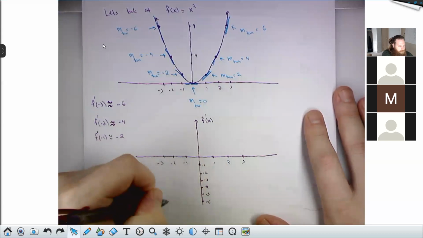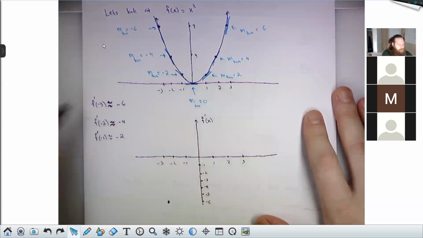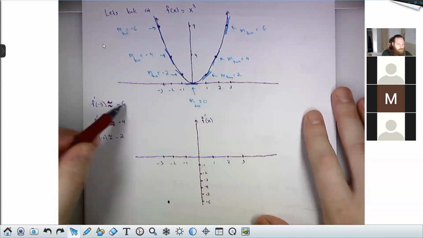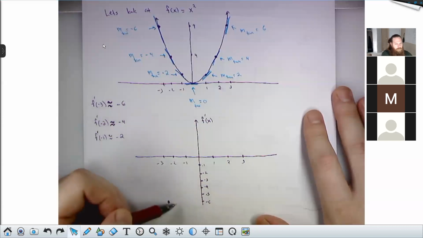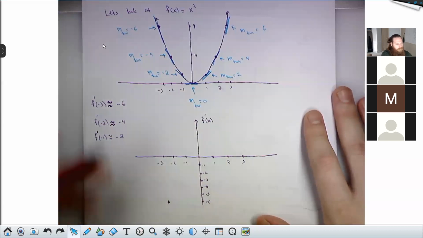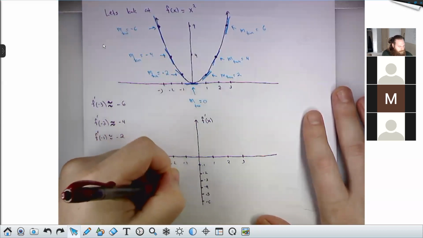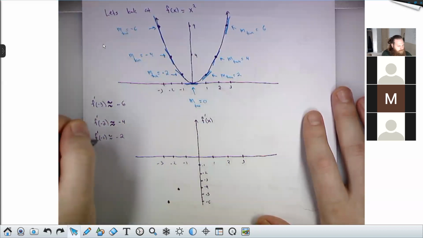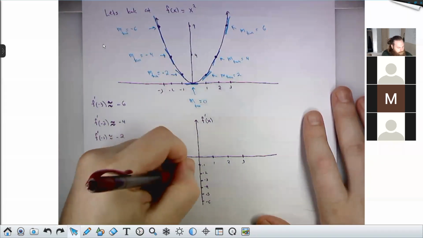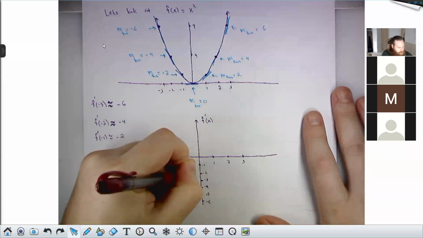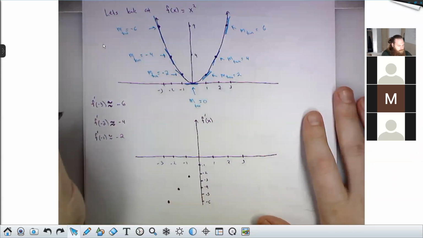-6, -5, -4, -3, -2, -1. -3, -6, right? For any function, if the input -3 leads to the output -6, that means the point -3, -6 is on the graph. The input -2 leads to the output -4, that means -2, -4 should be on the graph. If the input -1 leads to the output -2, that means that should be on the graph.